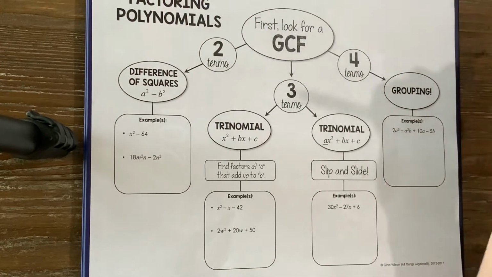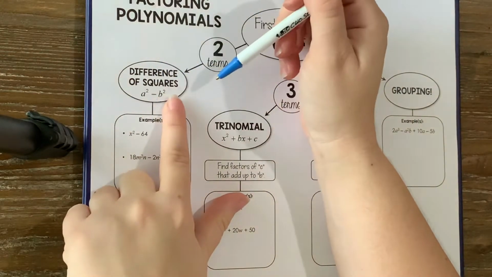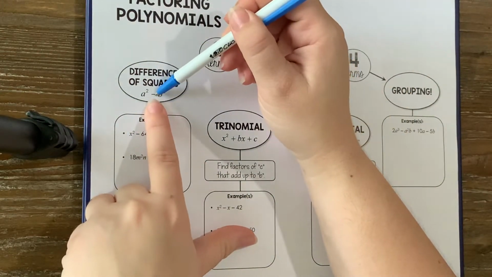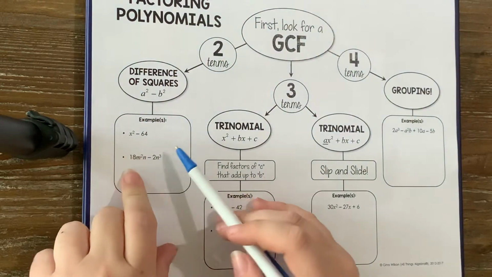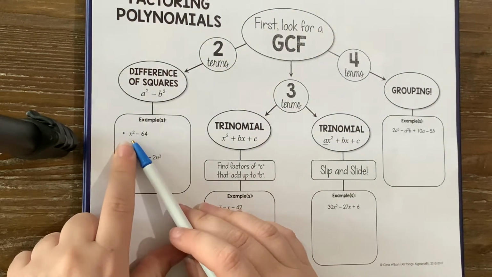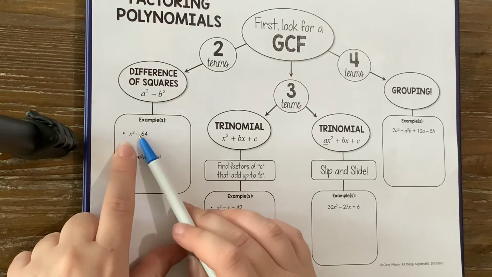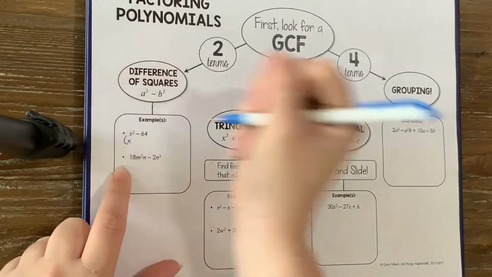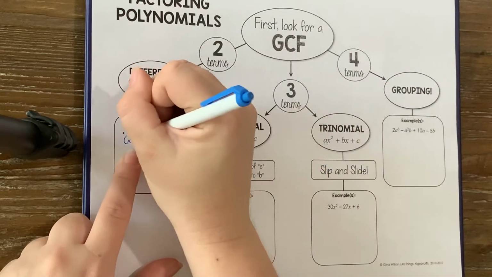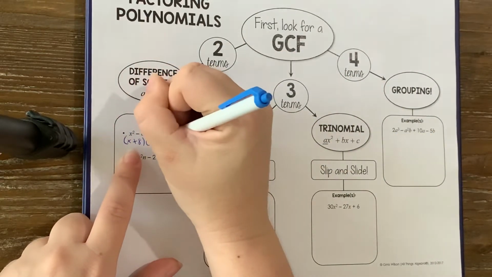If it's 2 terms, you want to see if you can do the difference of squares, meaning that it is subtraction and you can take the square root of each term. Okay, so some examples right here. So we can take the square root of each of these terms and it's subtraction. So the square root of x squared is x and the square root of 64 is 8. So you say x plus 8 and x minus 8.